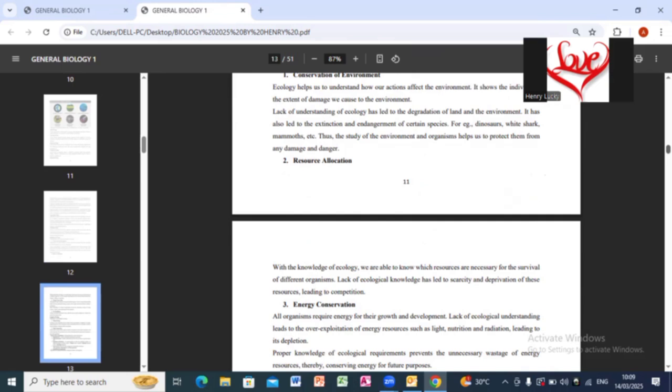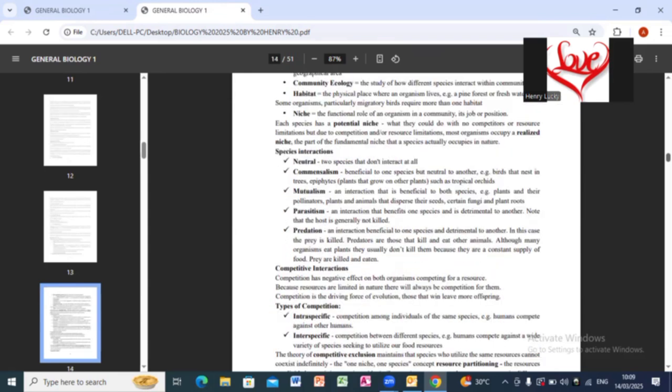Then energy conservation too. It tells us about the flow of energy and explains how nutrition works, that is, the relationship between the autotrophs and the heterotrophs. You know, the heterotrophs depend automatically on the autotrophs. So that's what is in energy conservation.